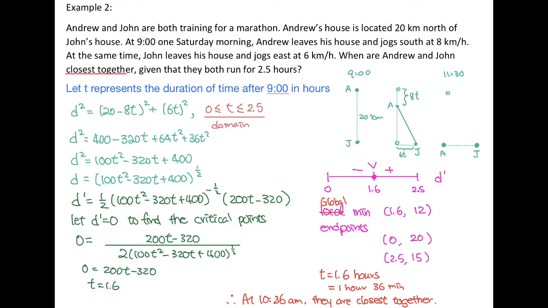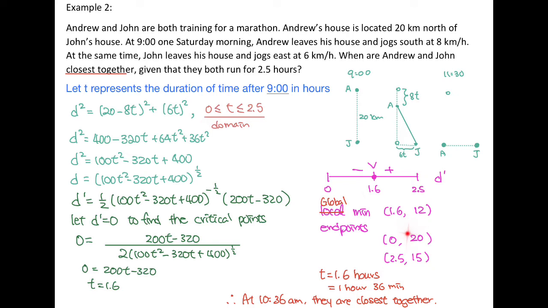Then we have to identify our critical point by drawing a number line for d prime and put the critical point on, which is 1.6, and put the endpoints on, which are 0 and 2.5, and check the positive negative sign. So as you can see, this is negative, that's positive. That means the original equation is decreasing and then increasing. This will result in a local minimum at t equals 1.6. And we have to check with our endpoints, which are at 0 and 2.5.